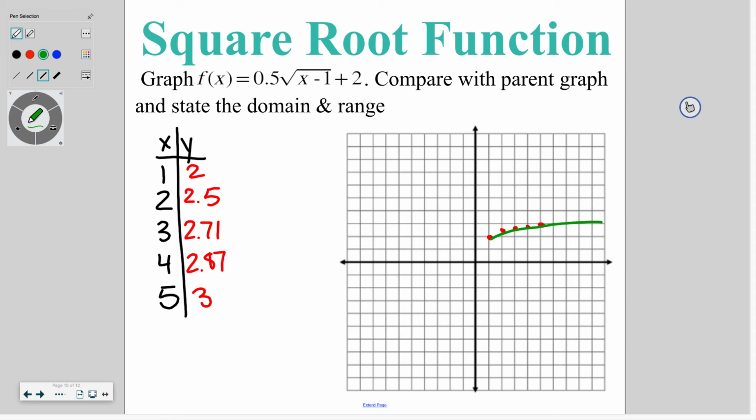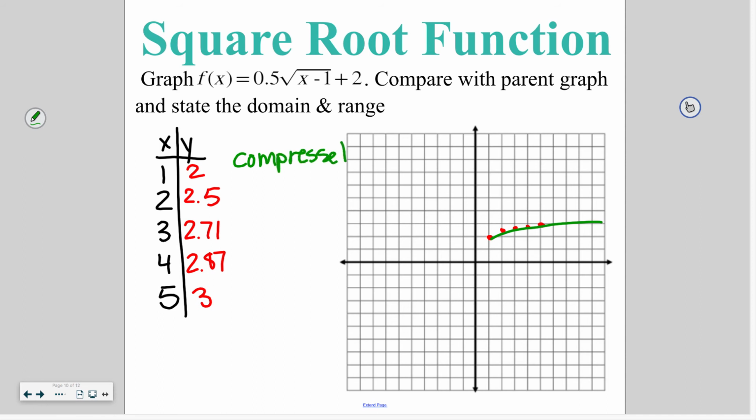Now I want to go back and look at how it changes. That 0.5 is less than 1, so that tells me the graph is getting compressed. It is narrower than it was to start. There's no negative out front, so there's no reflection. Then I've got plus 2, so that tells me up 2 units. And I've got minus 1, so that tells me right 1 unit.